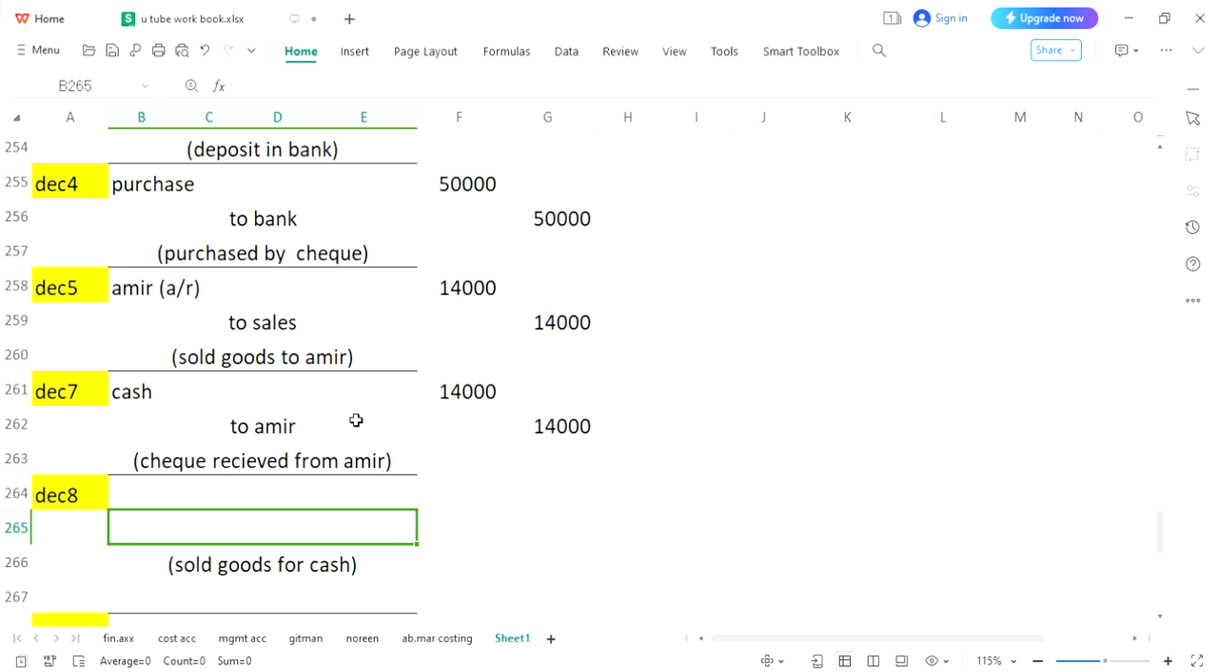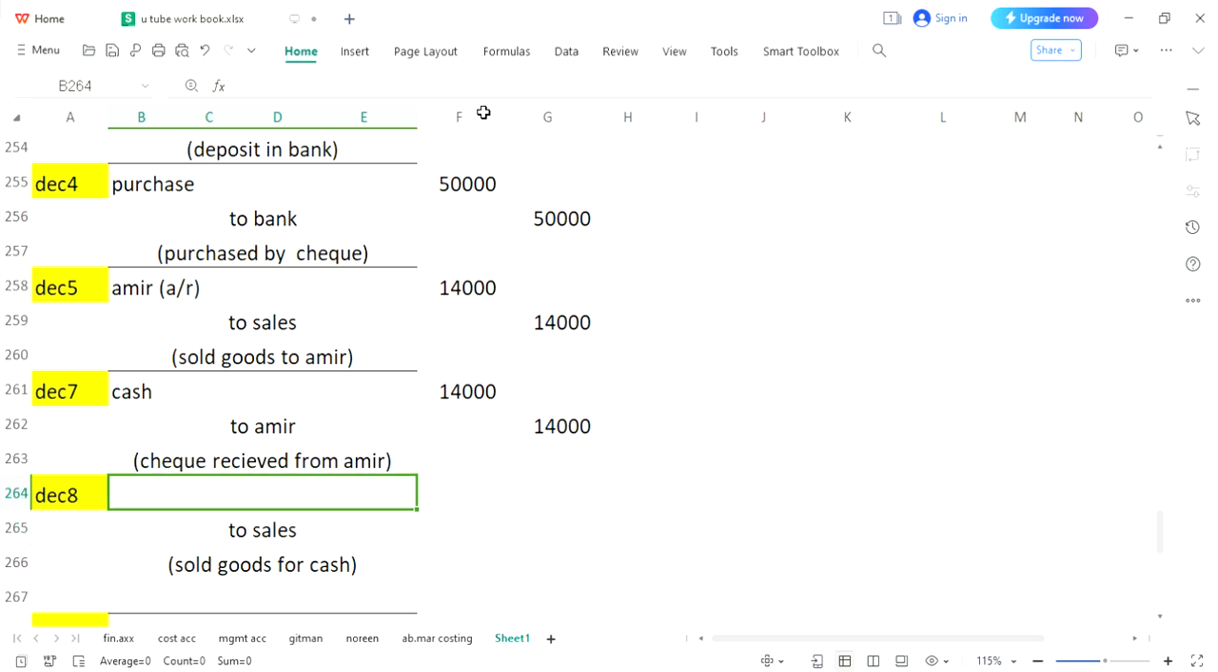Asset is decreasing. Decrease in asset should be credited. So you were supposed to mention goods, but in accounting we do not write goods. Instead of goods, we write the working: sales. Goods were written just for reference. We are erasing them. In this way, sales is written on the credit side.